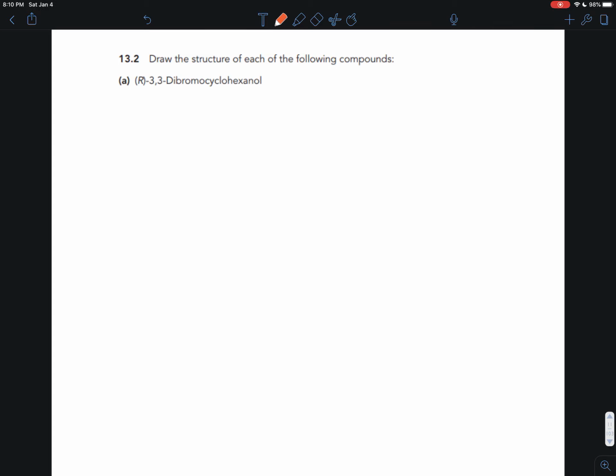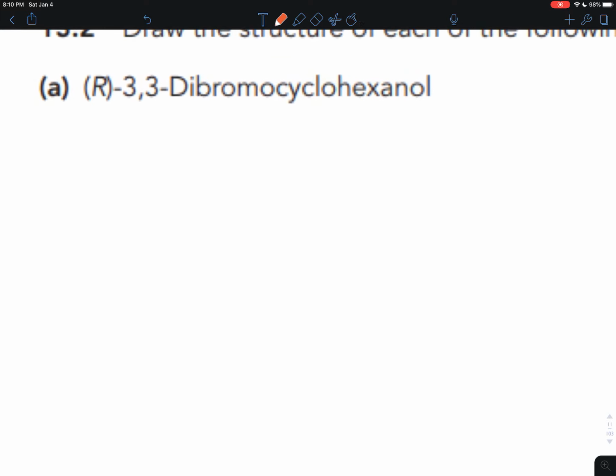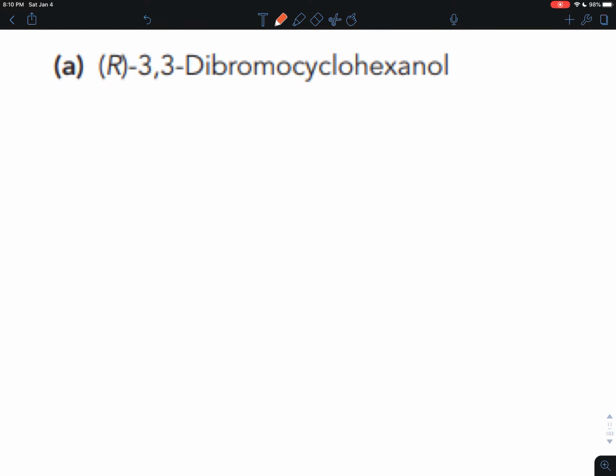In exercise 13.2, they're giving us the names for a couple of alcohols, and they're asking us to draw the structures of them. Now, when you do this, the first thing you want to do is to draw the backbone. And to decipher what this is in this long, complicated looking name, I would actually recommend that you look at this from the right to the left.